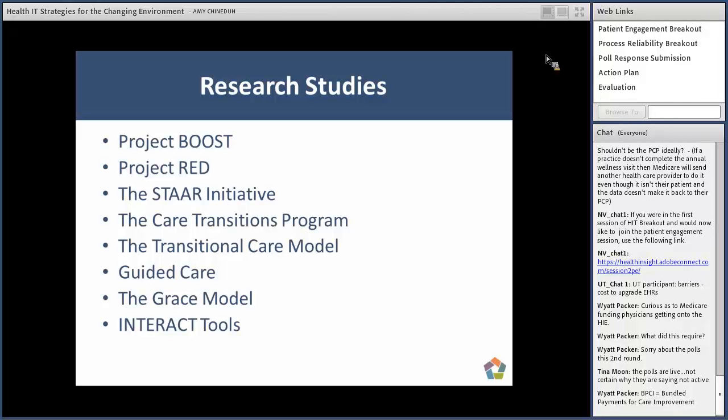Well, we want to close out this session diving into a little bit of specific strategy for using health IT. There are multiple tools, some of which are listed on this slide, but the strategy or tool that I want to talk about is the annual wellness visit.